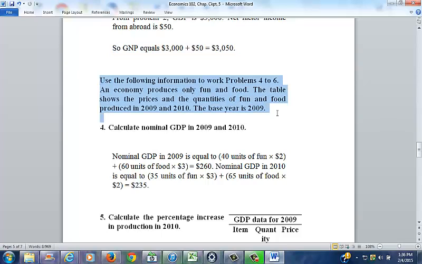The textbook states to use the following information to work problems 4 and 6. An economy produces only fun and food. The table shows the prices and the quantities of fun and food produced in 2009 and 2010. The base here is 2009. Question 4 states, calculate nominal GDP in 2009 and 2010.